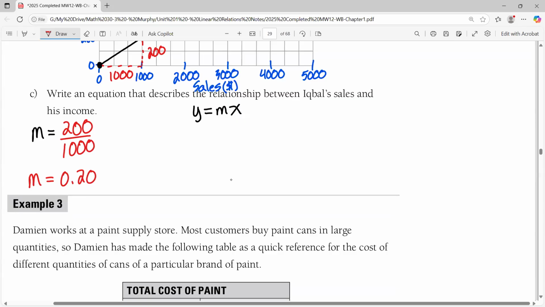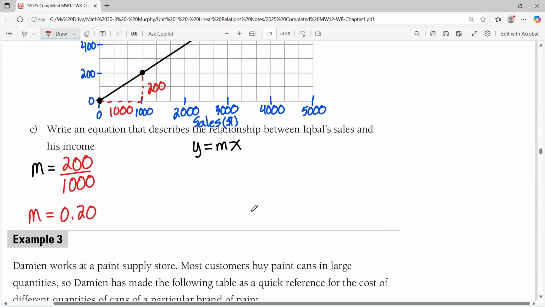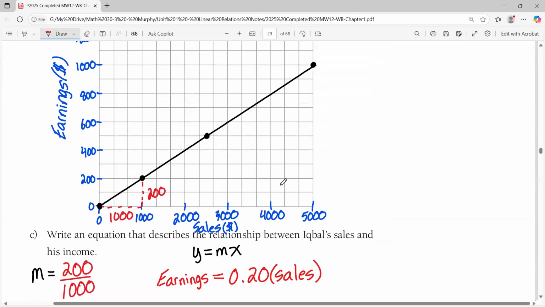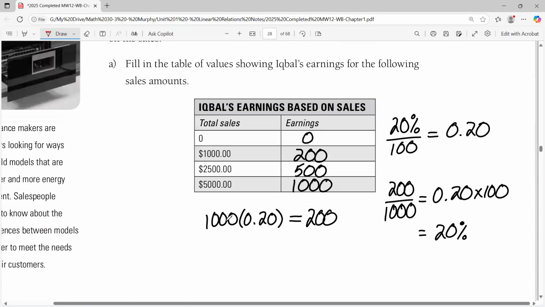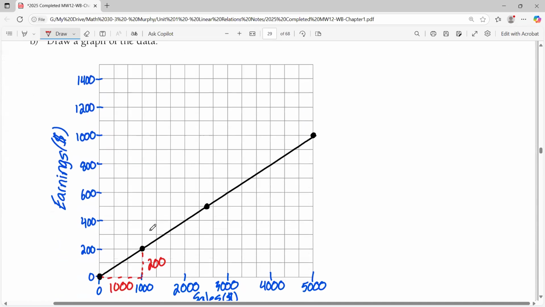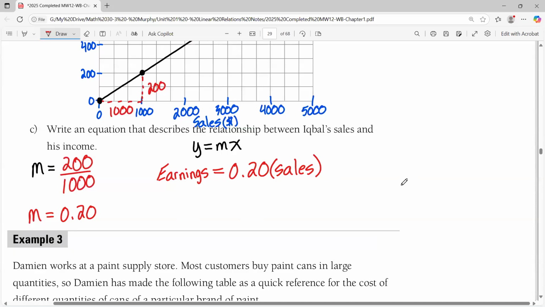So now if we fill this in, y is our earnings. Our slope is 0.20, and we multiply 0.20 by our sales. And that's what we did right here. There's our sales times 0.20 equals 200. So all we need to do is just bring this equal sign 200 over here, and we got the same equation. That is the end of lesson 6, part 2.